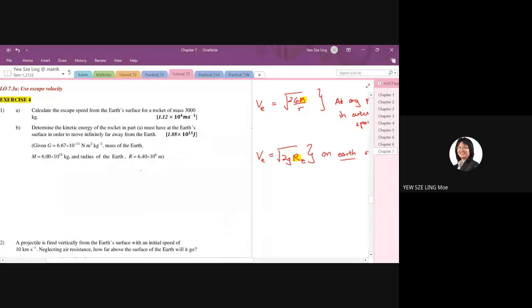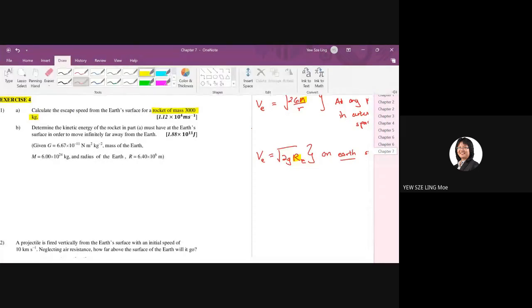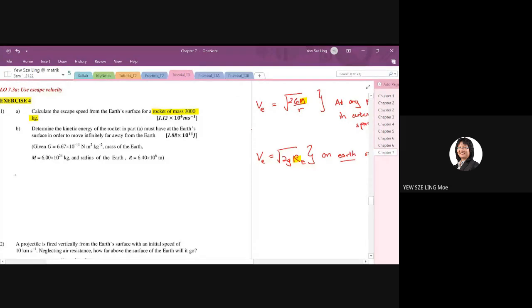All right, now calculate the escape speed from the Earth's surface for a rocket of mass 3000 kg. So this first question is a very, very tricky question. Now if you notice what I just explained, I said you don't need the mass of the rocket, but then it gives you a rocket of mass 3000 kg. So they want to trap you. So for question A, actually you don't need this.